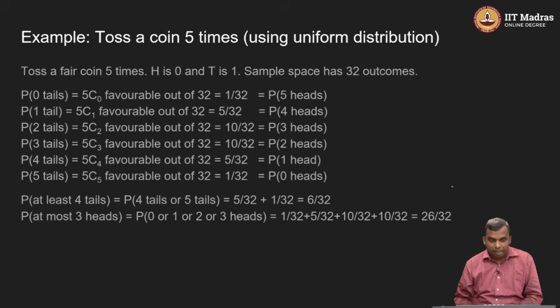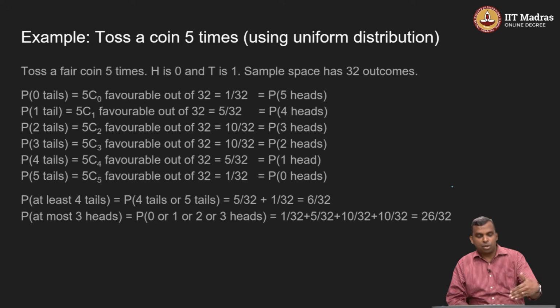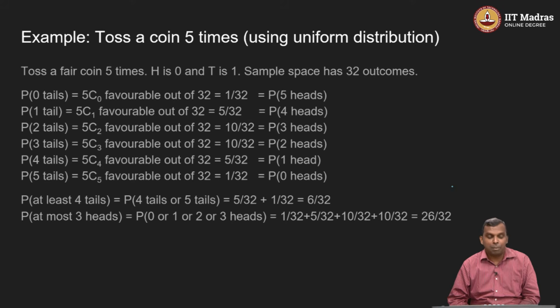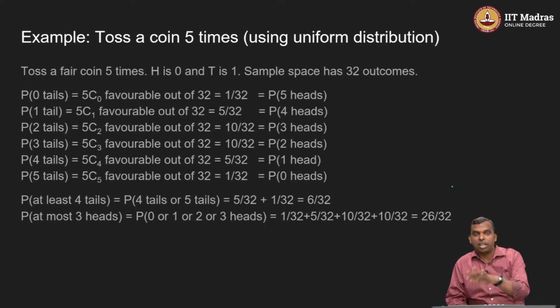Now notice, particularly for the uniform distribution, you have this very simple way of calculating how many tails will happen. It's just 5C0, 5C1, 5C2, etc. Because out of 5, exactly 2 need to be tails. So that's 5C2 possibilities, and I have a uniform distribution, so I can very easily do this. And notice how 0 tails corresponds to 5 heads and all that.